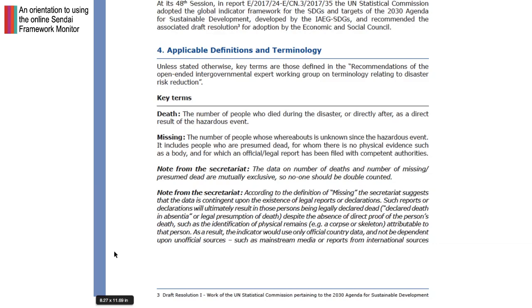These are the types of useful tips on definitions that you can find for each target and related indicators within the TGN.